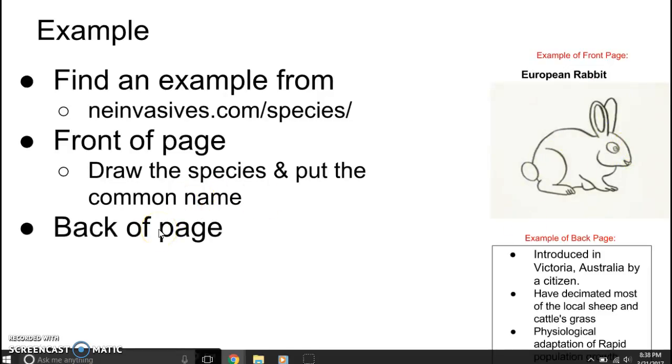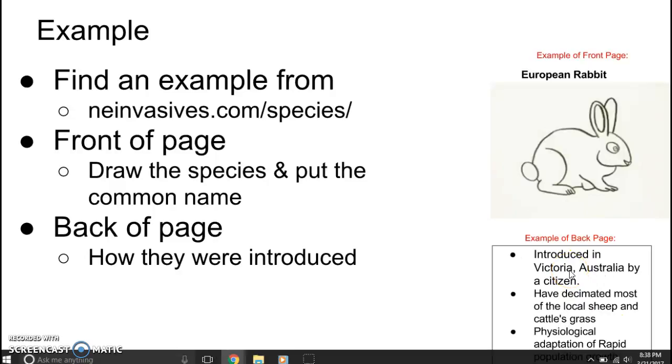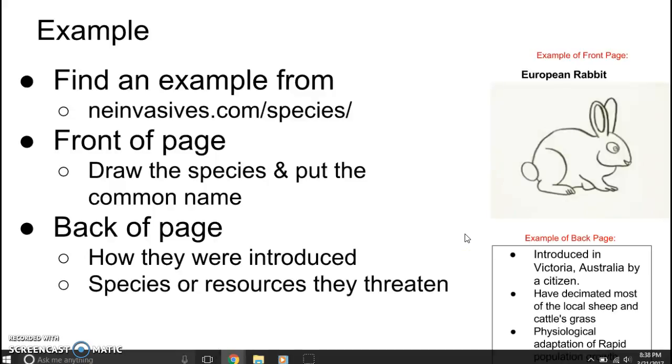Then on the back of the page, what we would like is for you to put how they were introduced. For instance, in Australia, the European rabbit was introduced in Victoria, Australia by a citizen that wanted to hunt rabbits because they didn't like hunting what was already there. Then talk about the local species or resources that they threaten. For instance, rabbits can decimate the local sheep and cattle's grazing areas, lowering the production of an agricultural commodity.